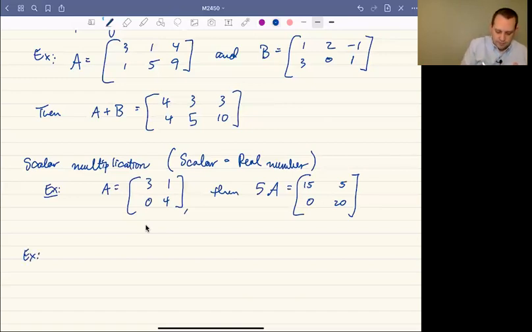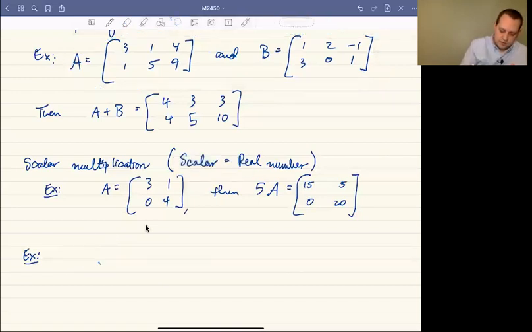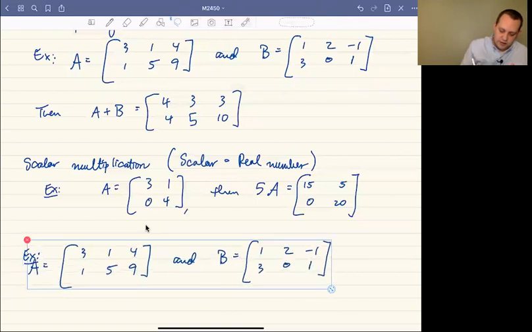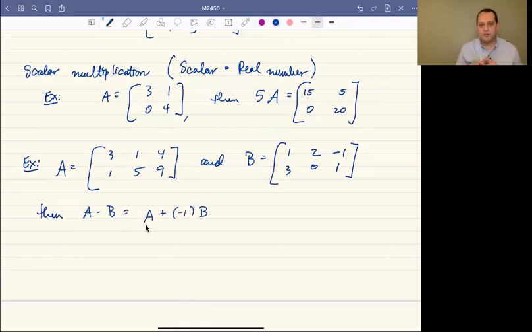So that's scalar multiplication. And once we have addition and once we have scalar multiplication, we can combine those. For example, let's say A is this matrix again, and B is the same matrix that we worked with before. Then we can talk about A minus B as being A plus minus 1 times B. Here we're relying on the fact that we've defined how to add two matrices, and what it means to multiply a matrix by a scalar, and then we can combine those, and we get exactly what you think.